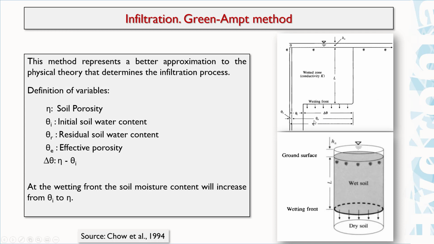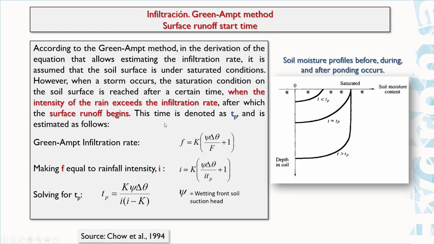Also, we have the theta E. The theta E is the effective porosity. This effective porosity is related with the textural class of the soil, and using that value, we can make the estimation of this delta theta.